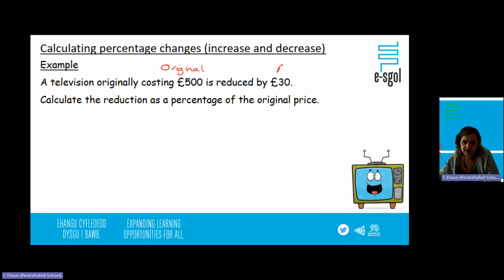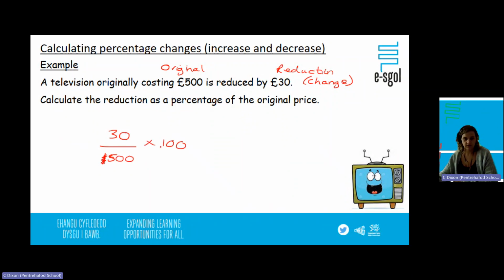The £30 is the reduction, or the change. So if you think of the formula I just showed you, the percentage change is the change, which we now know is £30. So I'm just going to write 30 here, divided by the original, which is, sorry, £500, times by 100.